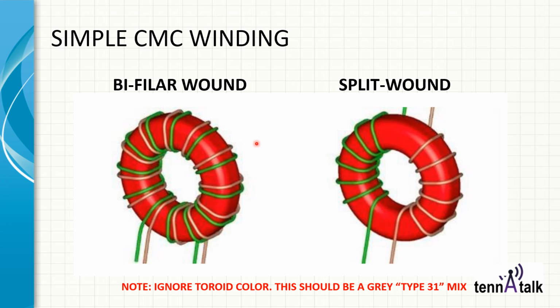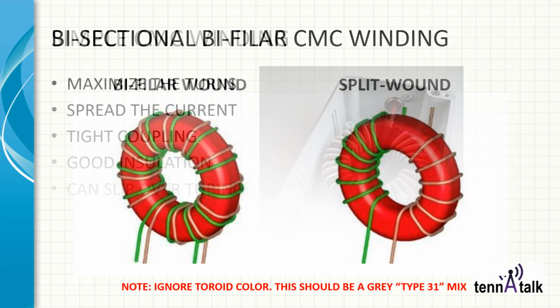Now, if you want to wind a CMC, here are a couple of examples. You can do a bifilar wind or a split wind. Here's bifilar all the way around, and here's split on one side and split on the other side. Notice that these go over from the outside to the inside of the donut in the same direction, the same way. And these can actually be combined.